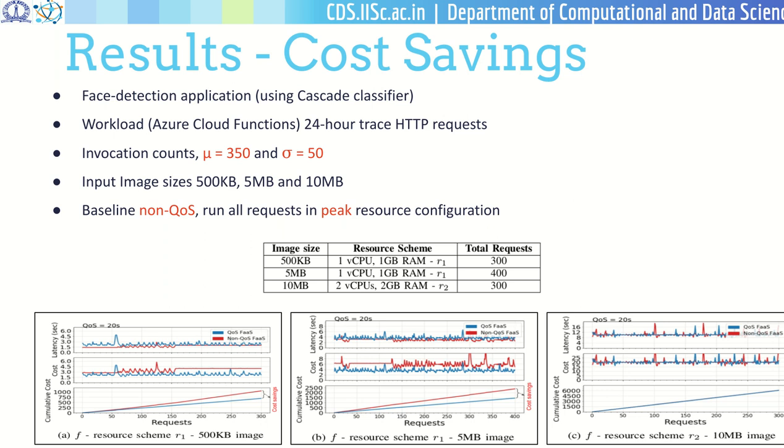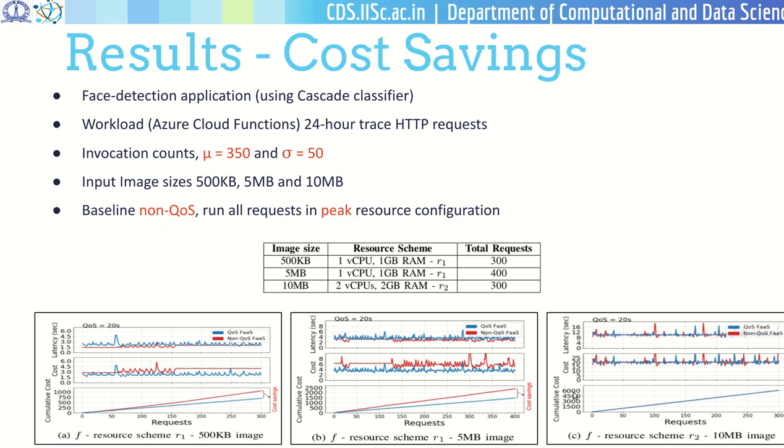The baseline for this is to run the function in a peak resource configuration, that is the configuration which deems fit for 10 MB, and the QoS metric for this is 20 seconds. So for the case of 500 KB and 5 MB images, we can see that the functions execute with a lesser resource configuration compared to the peak resource configuration, and it still meets the QoS metric's deadline, and hence it results in cost savings. Same is the case with 5 MB.